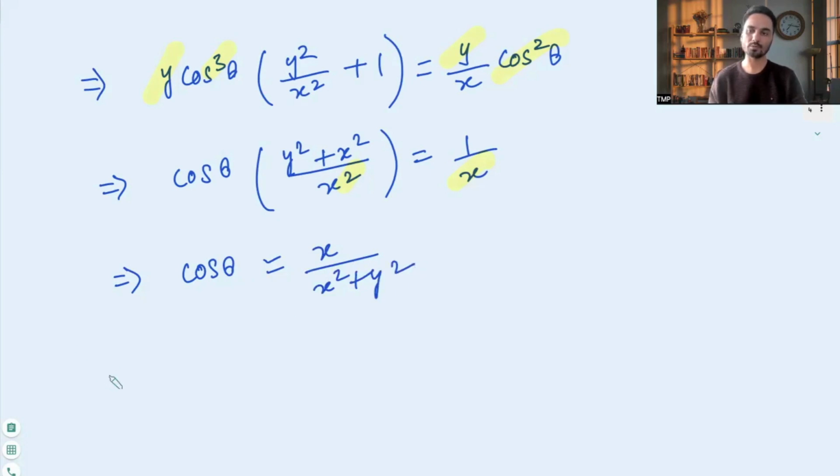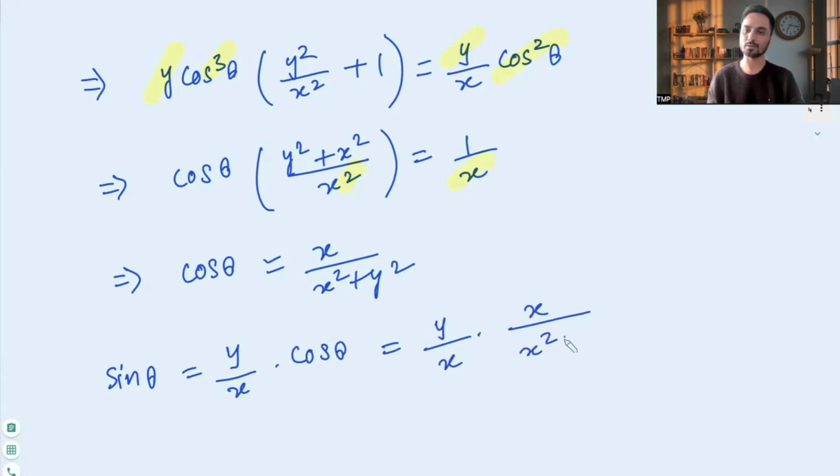Now we can find the value of sine theta. We know that sine theta was equal to y over x times cos theta. So if I substitute the value of cos theta, we'll get y over x times x over x square plus y square. We can cancel out x. So we'll have y over x square plus y square. And now we have the value of sine theta and cos theta.